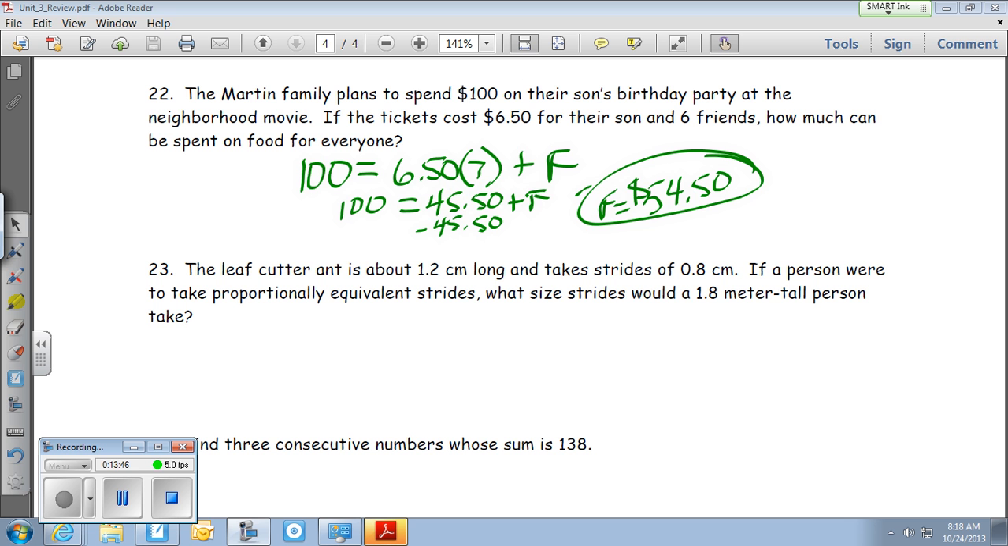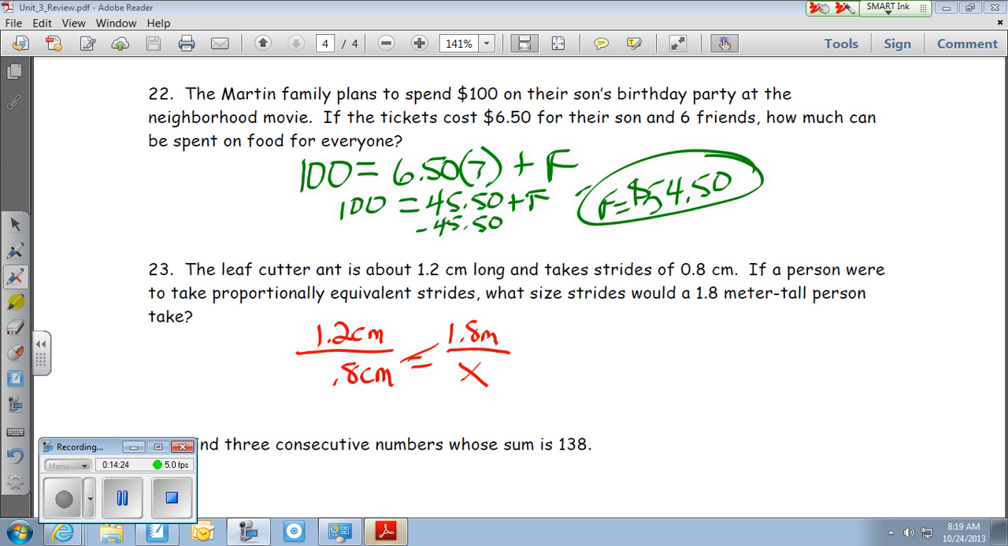All right, number 23. The leafcutter ant is about 1.2 centimeters long and takes strides of 0.8 centimeters. If a person were to take proportionally equivalent strides, what size strides would a 1.8 meter tall person take? Again, this is a proportion, and just like I would see it, I would say the length is 1.2 of this ant, and the strides are 0.8. So if a person was 1.8 meters in length, then what are the strides of the person? So that's what I'm looking for.